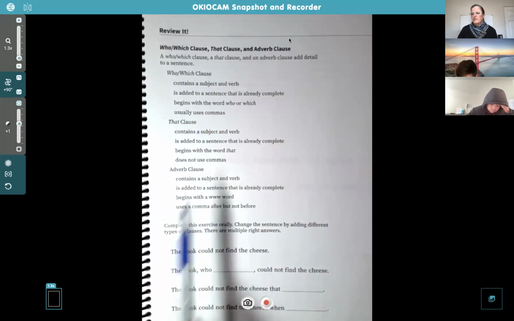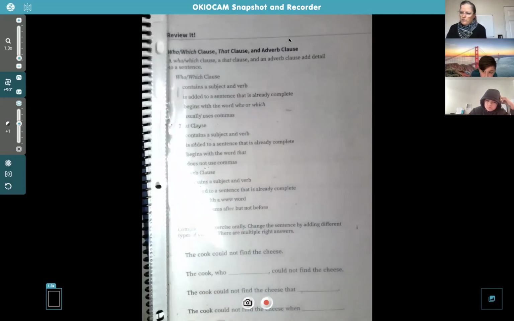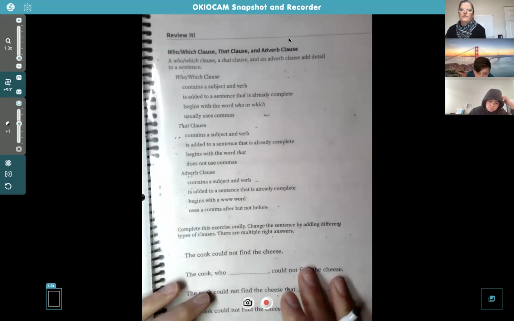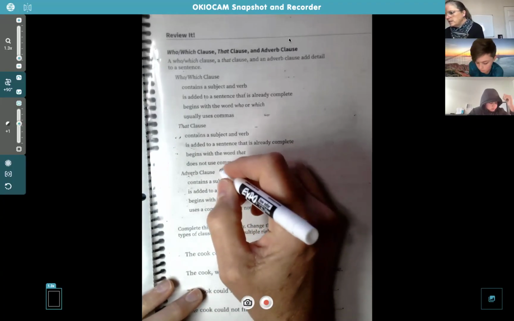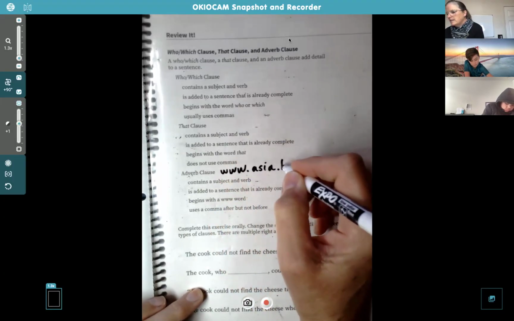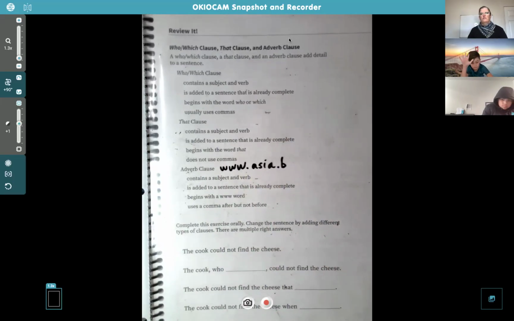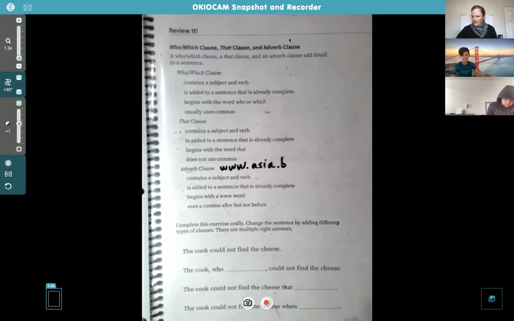And then we have the adverb clause. Remember this one? This is the www.asia.b one. So go ahead and write this down next to where it says adverb clause on this page. I want you to put www.asia.b. Who remembers what those letters stand for? Sawyer, go first, and then I want to hear you, Mateo. When, while, where, as, since, if, although. And the B? Because. There you go. Perfect.